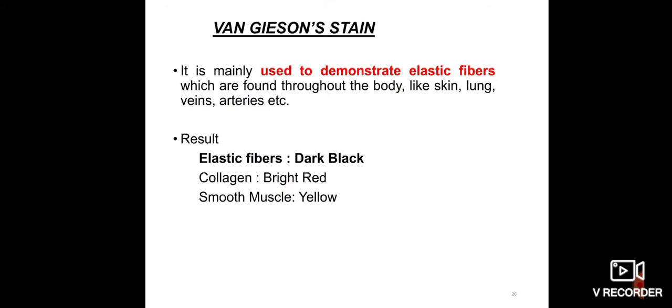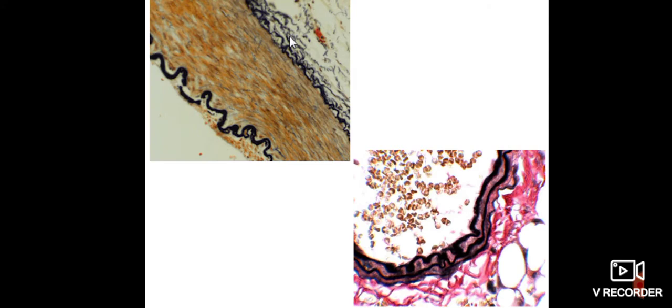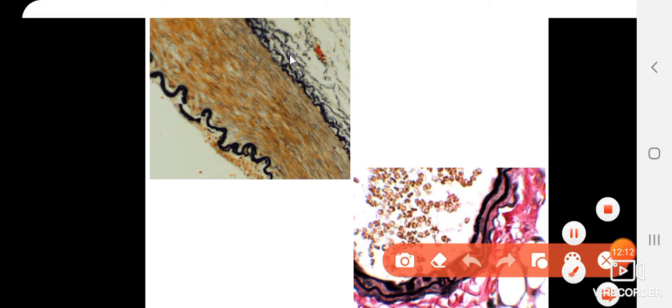Next we have Van Gieson stain, mainly used for demonstrating elastic fibers, which are present throughout the body, like skin, lung, veins and arteries. When you use Van Gieson stain, it will stain the elastic fibers dark black, collagen bright red and smooth muscle yellow. So this is an example of Van Gieson stain, where you can see this is an artery, and this blackish area is your elastic stain.